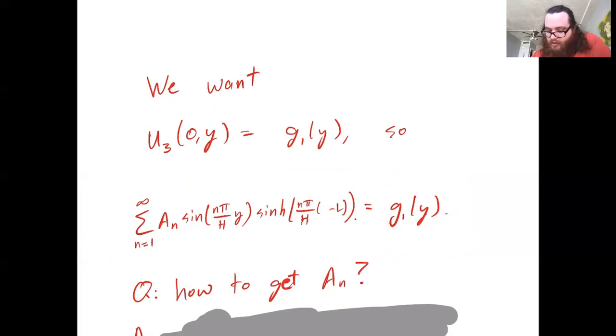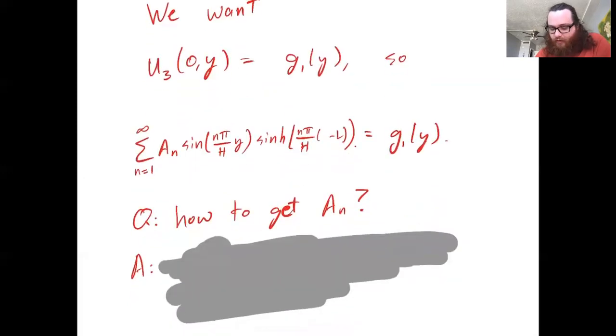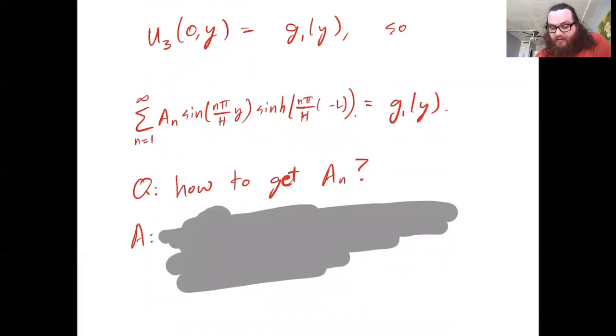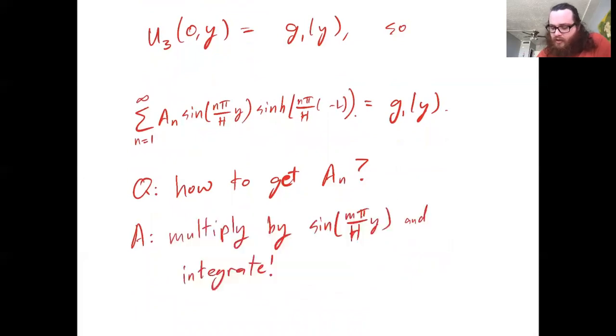Now here, notice that for each n, this is a constant, this is a constant, and now this is a function of y. But we have some constant times a function of y, sum them all up, equal to g1 of y. These are just Fourier series, the same kind of series that we've seen before. So the question is, how do we get these coefficients a sub n? Same way we've done it before.